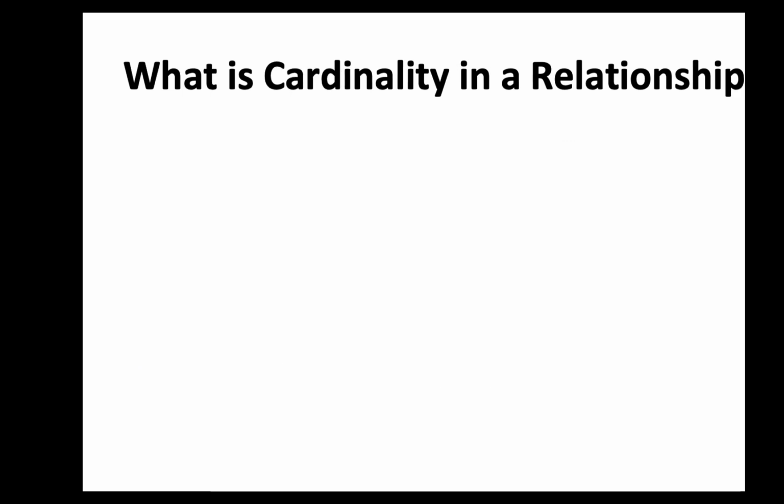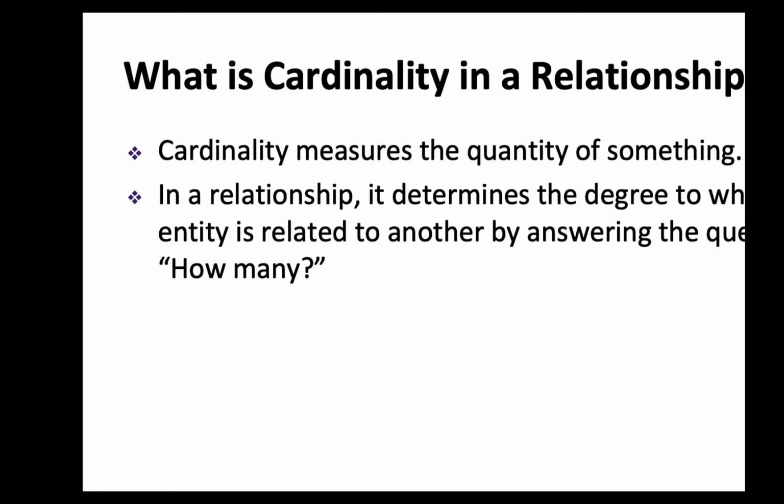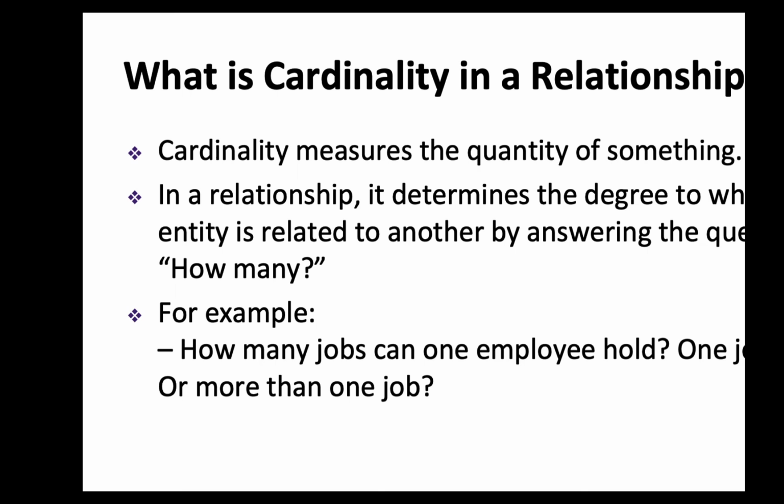Then we talked about cardinality. So in relationships, we have 6 things because they are bidirectional, right? The first two are very easy, you have to name the relations. Then 2 optionalities for entity 1 and entity 2, and then 2 cardinalities. Cardinality measures the quantity of something. In a relationship, it determines the degree to which one entity is related to another by answering the question how many. So for example, how many jobs can one employee hold?